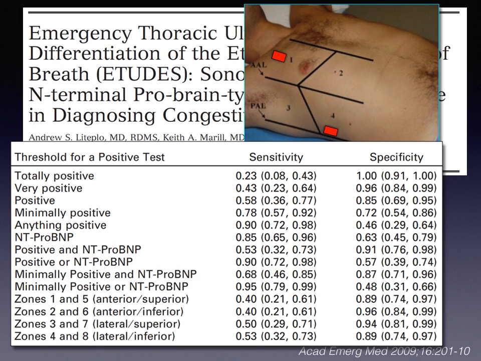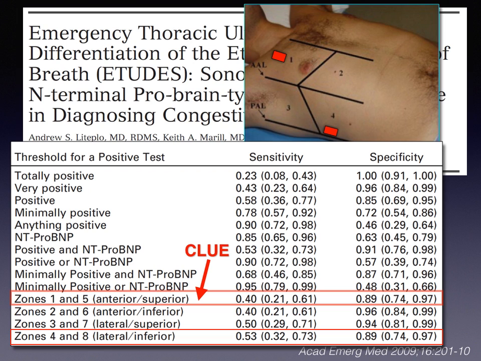And when one looks at zones 1 and 5, as well as zones 4 and 8, which represent bilateral sensitivity and specificity of doing both lungs, one gets sensitivities of 40 to 50% and specificities of 90% for CHF.